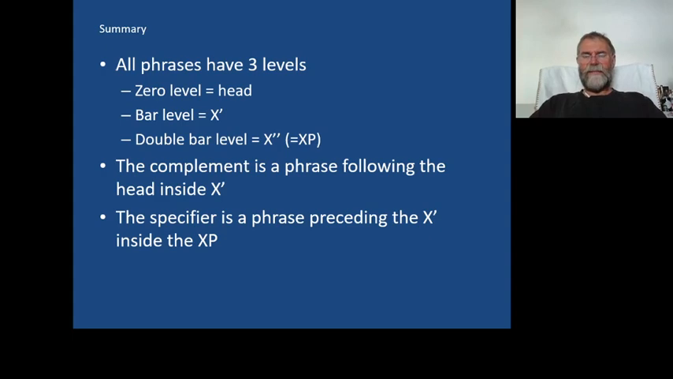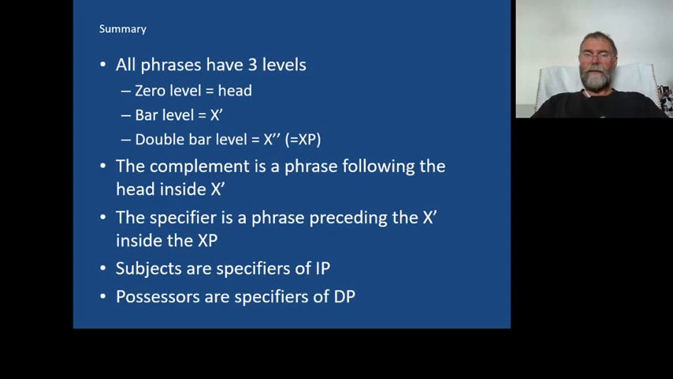The same is true for the specifier. In English, the specifier precedes the X bar, but not in every language; you can get specifiers that follow X bars. But what is true of all languages is that X bar contains a head and a complement, and XP contains the specifier and an X bar. The specific ordering of those elements within those constituents is language specific. Okay. Finally, subjects are specifiers of IPs and possessors are specifiers of DPs.